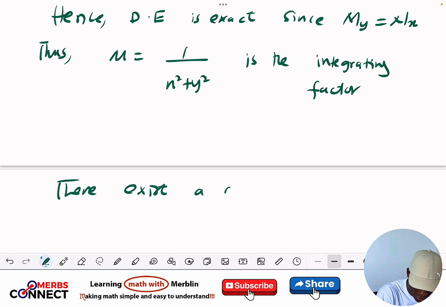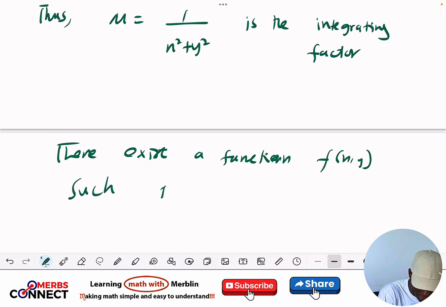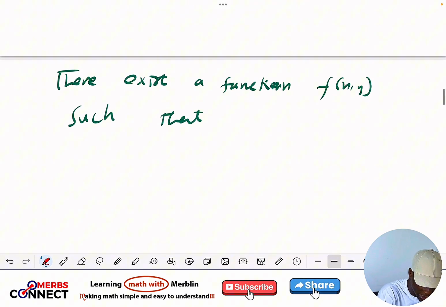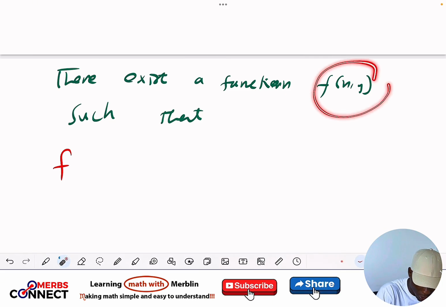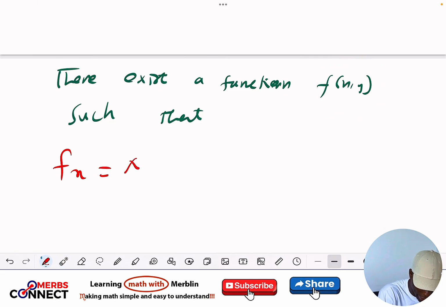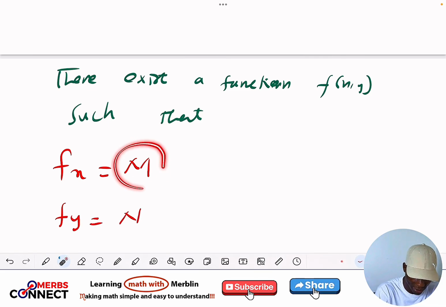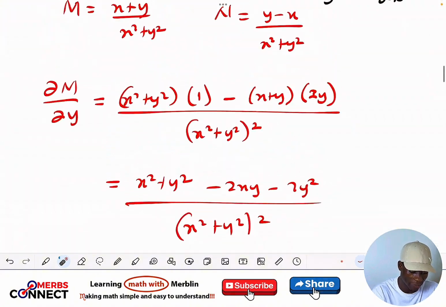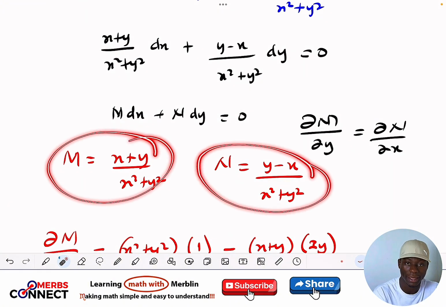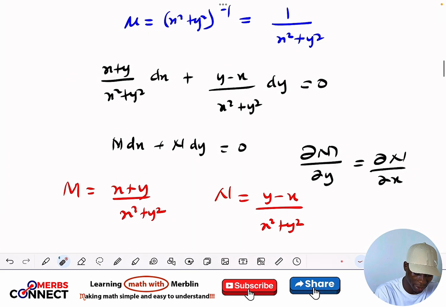So there exists a function. Let me say the function is f of x, y, such that when I differentiate this function with respect to x, I'm going to get m. And when I differentiate the same function with respect to y, I'm going to get the n, right? Which is here. So I have my m here, I have my n here. I mean, when I differentiate f with respect to x, I'm going to get what is here. And when I differentiate f with respect to y, I'm going to have what is here.